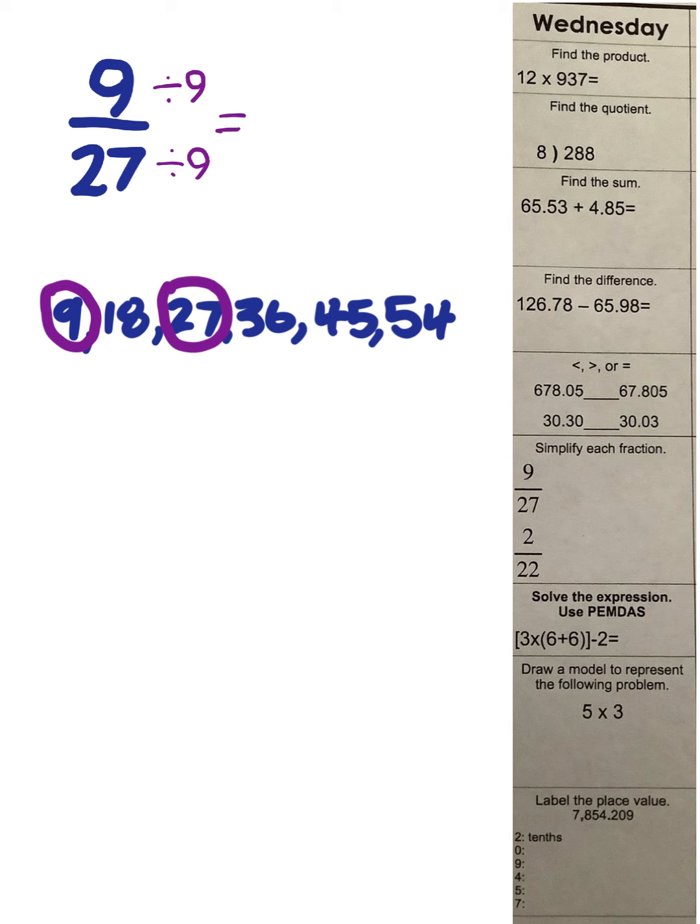So let's talk about what we already know. We know that 9 divided by 9 equals 1. And 27 divided by 9 is equal to 3. We have simplified 9/27 is equal to 1/3. We know that 1/3 is a unit fraction because there is a 1 as our numerator.